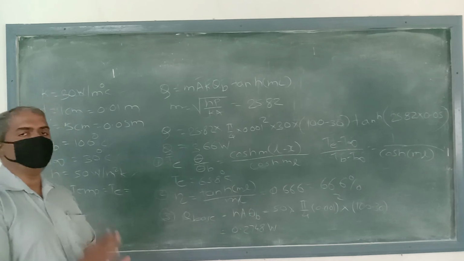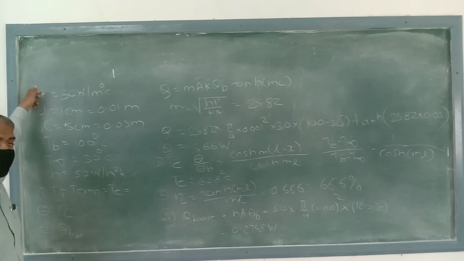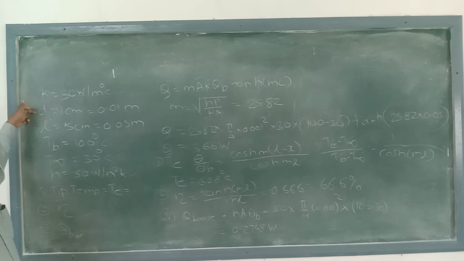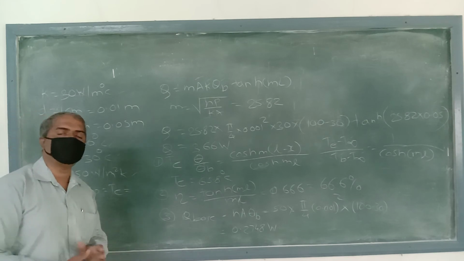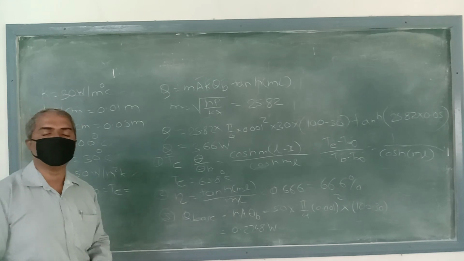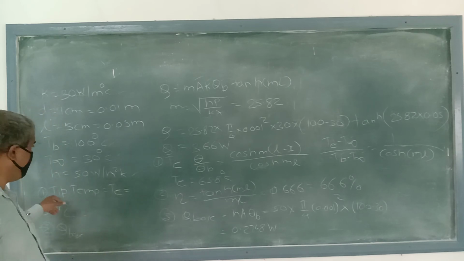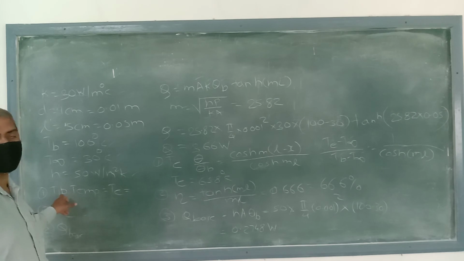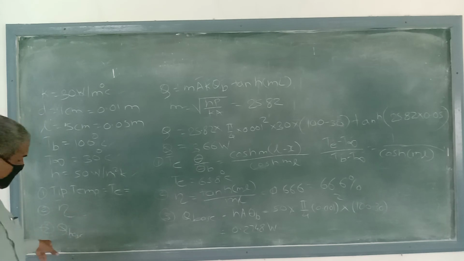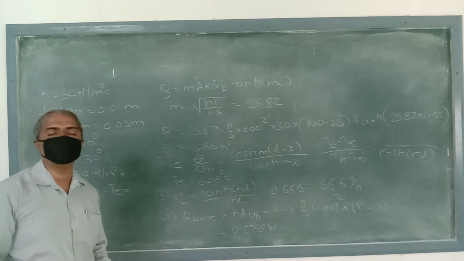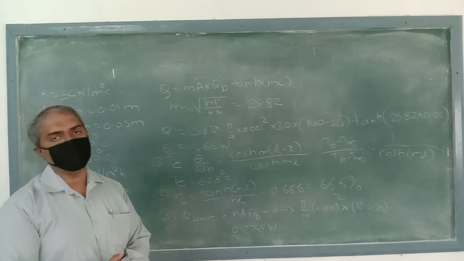So once again I am repeating this problem. They have given the problem where they have mentioned the thermal conductivity, diameter of the fin, and length. They have given the temperature of the base, the surrounding temperature, and the convective heat transfer coefficient. They are asking you to find the temperature at the tip end, which we are calling TE, then the efficiency of the fin, and the base temperature, that is how much heat is transferred from the base of the fin.